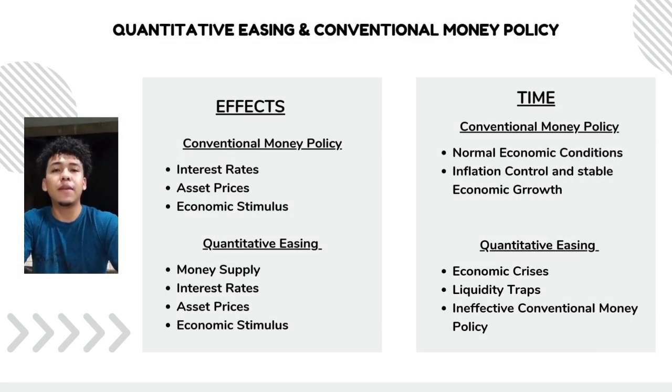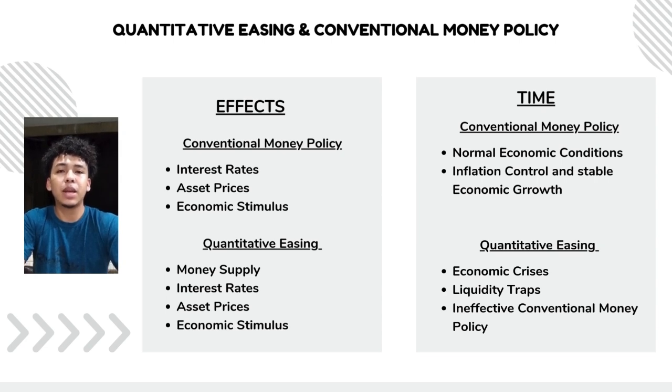The differences between the effects and time implemented of conventional monetary policy and quantitative easing are that conventional monetary policy affects short-term interest rates which impact borrowing and spending. It can influence asset prices like stocks and bonds, and is typically used to stimulate economic activity during normal economic conditions. Quantitative easing increases the money supply, potentially leading to inflation if not managed properly. It targets longer-term interest rates, aiming to stimulate borrowing and investment.